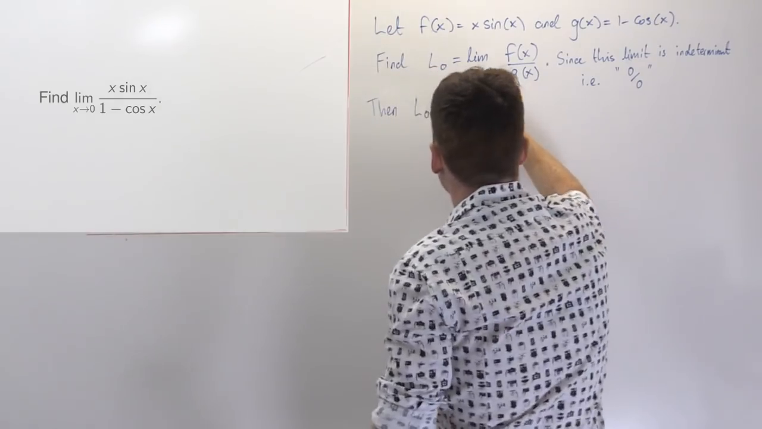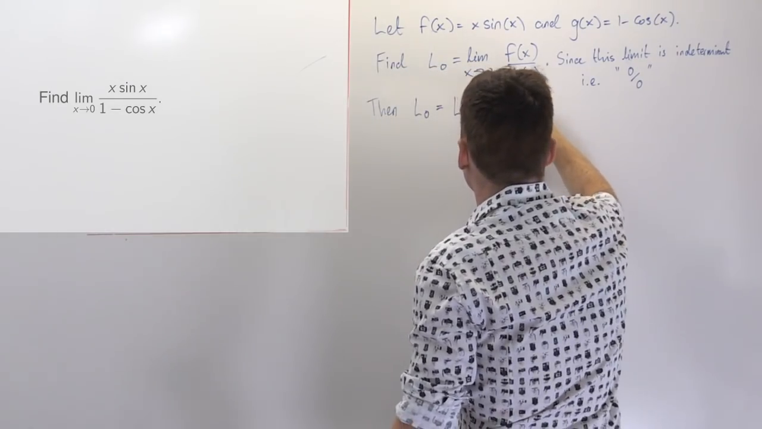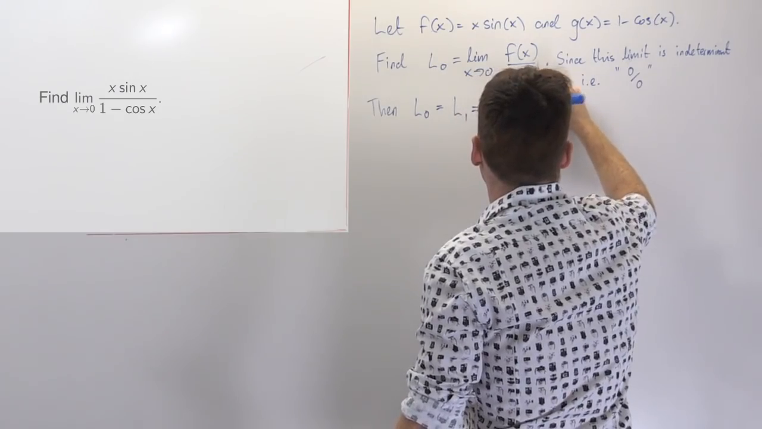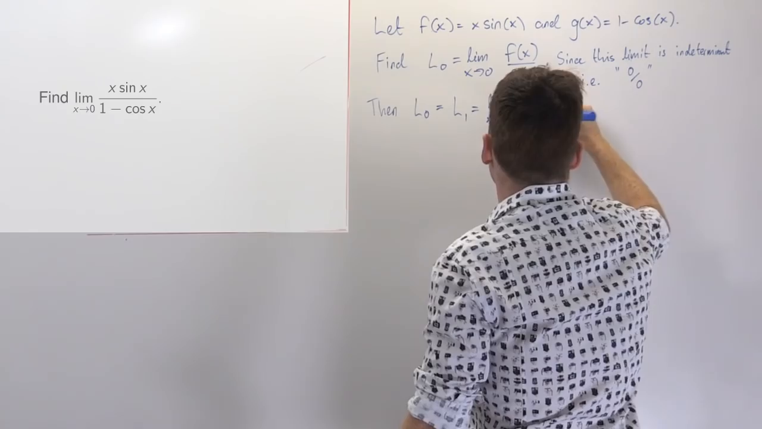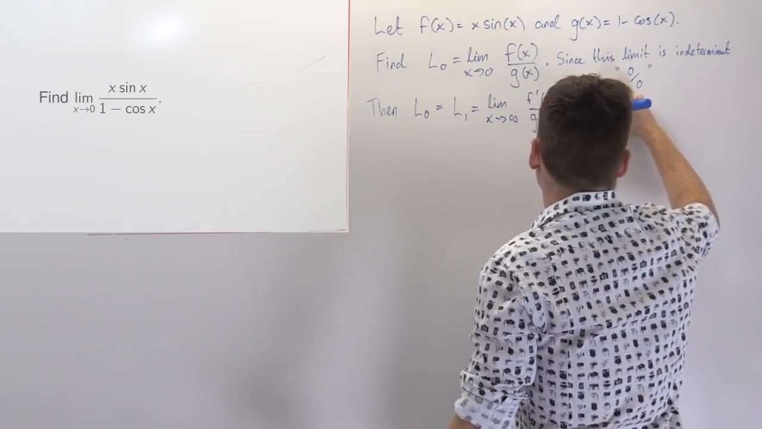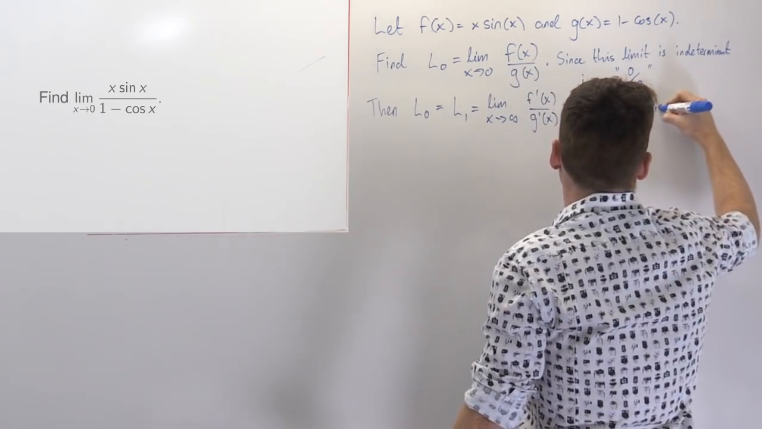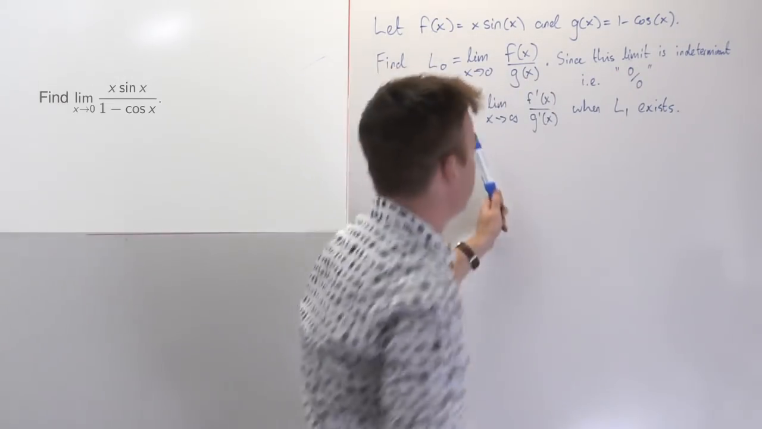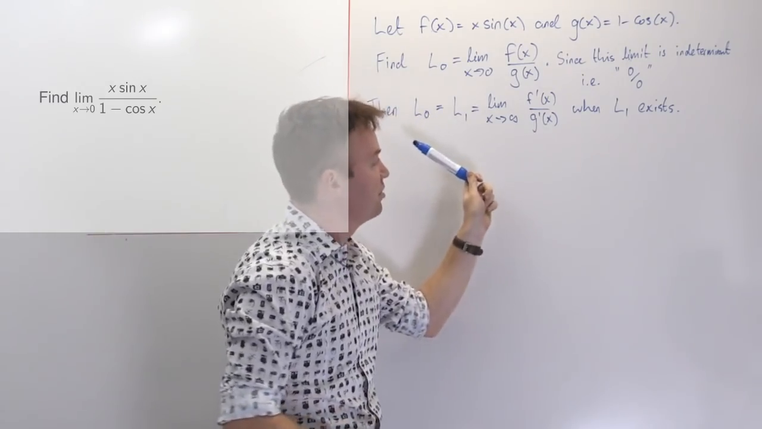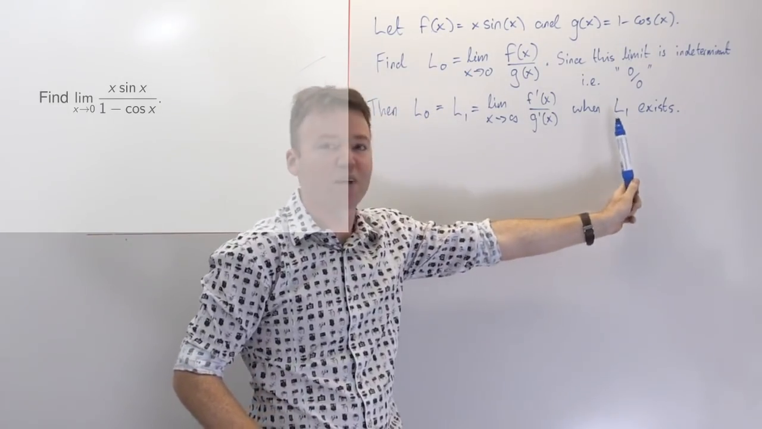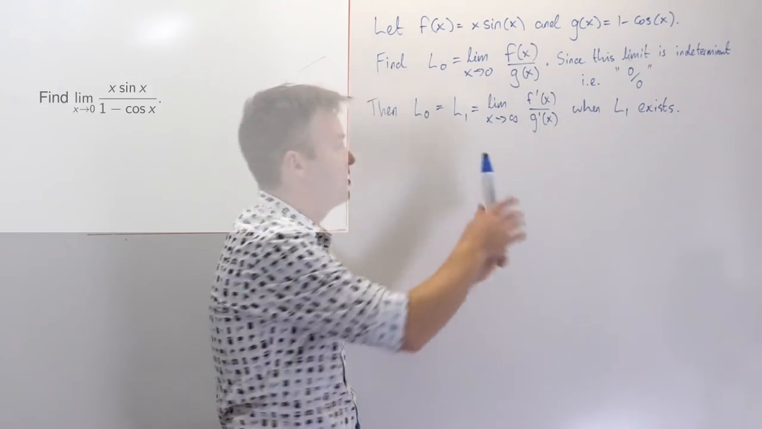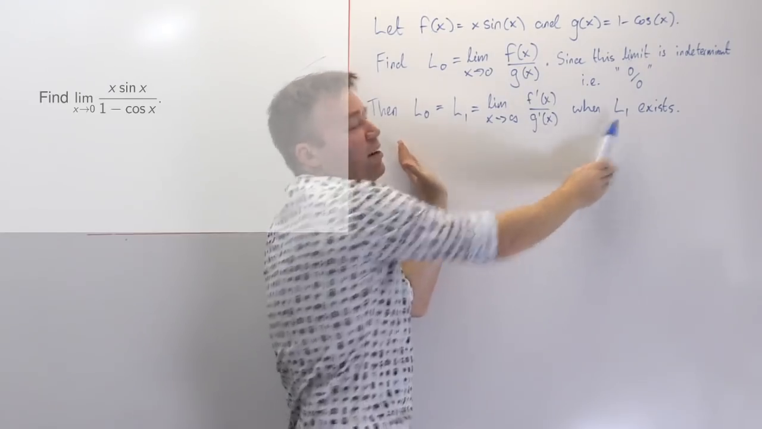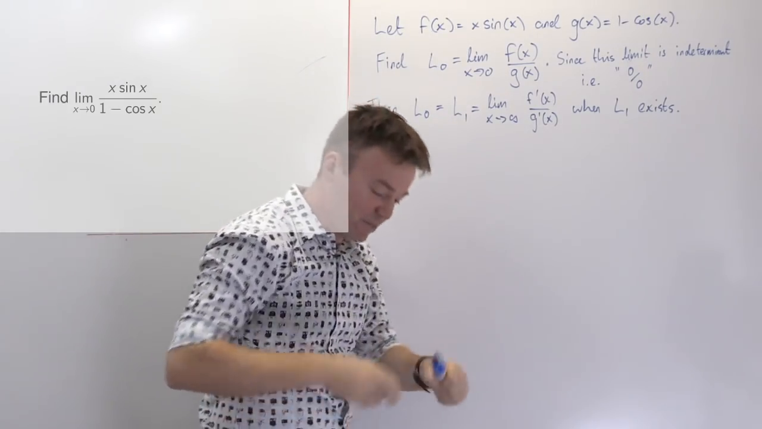L0 will be equal to L1, which is the limit as x goes to infinity of f prime of x over g prime of x, when L1 exists. So we don't know that this is actually going to be equal yet. This is only guaranteed to work when L1 exists. So there's a condition. We can't just straight up say that this happens. This happens provided L1 exists. So it's a bit like Inception at this stage.